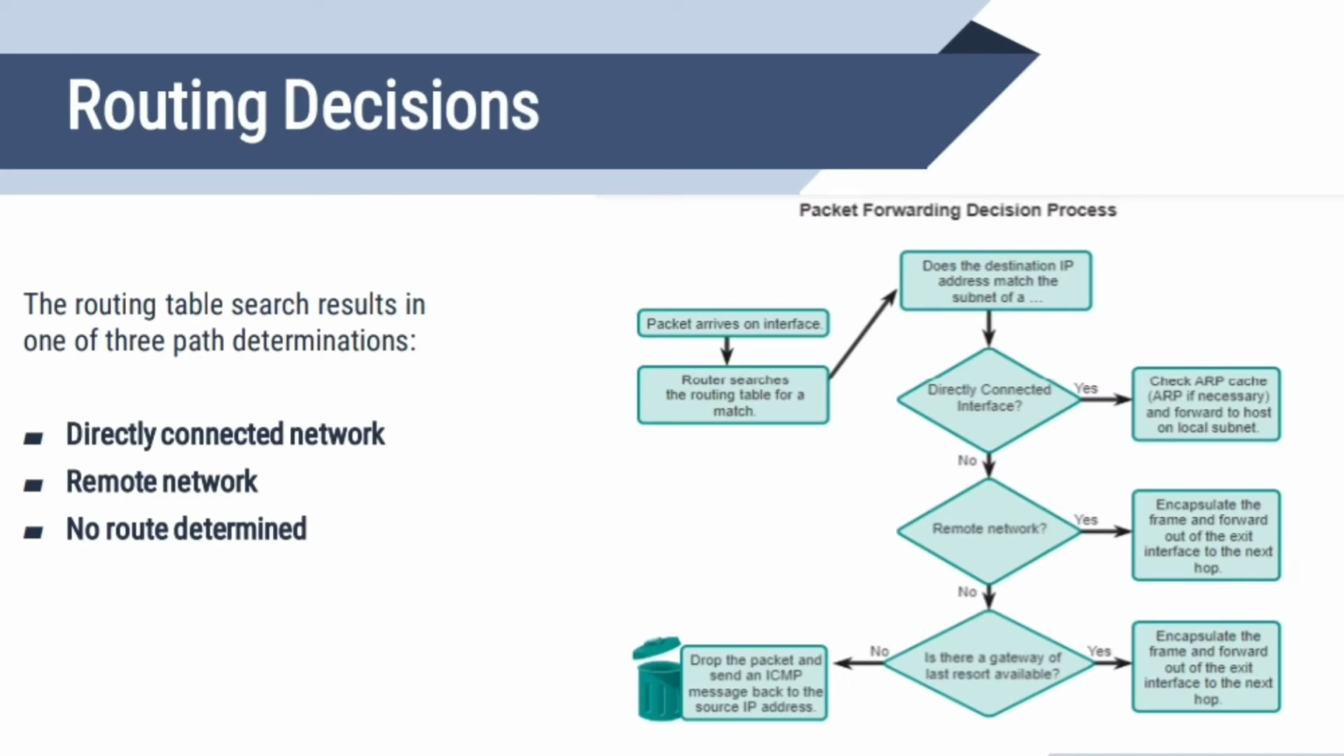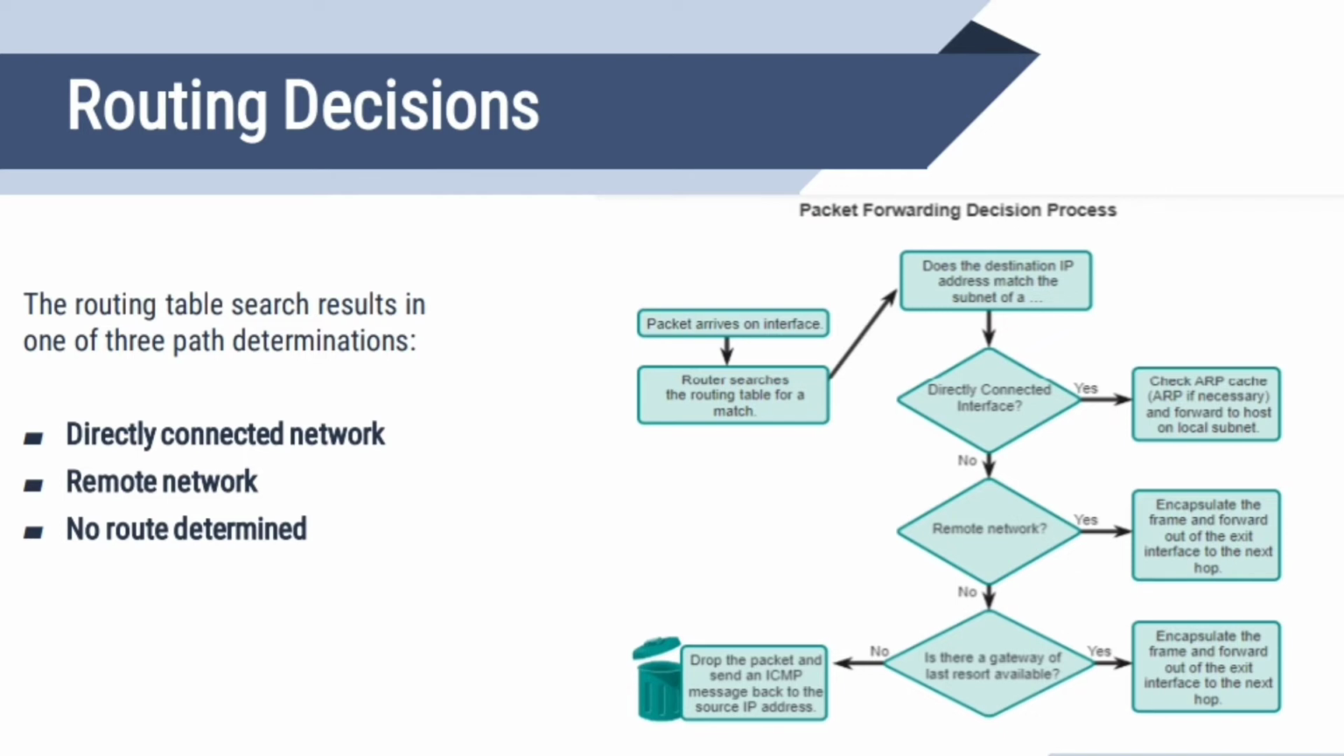We're now on the path determination under the routing decisions topic. Before we dive in, let's go back to defining a router. It is to determine the best path to use to send packets. To determine the best path, the router searches its routing table for a network address that matches the destination IP address of the packet. The routing table search results in one of three path determinations.